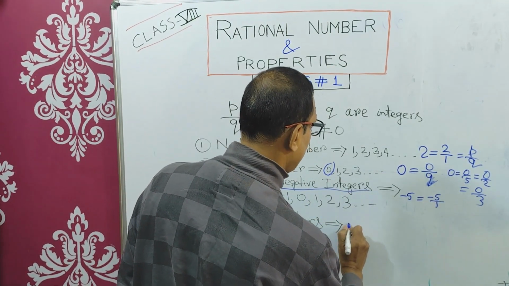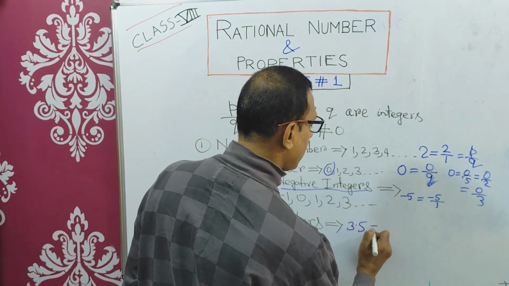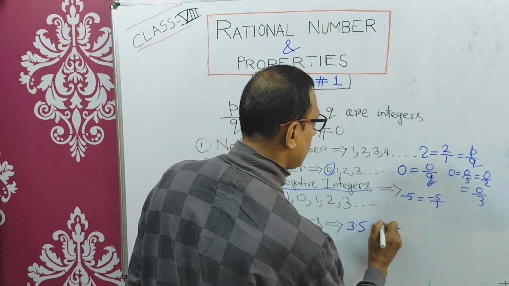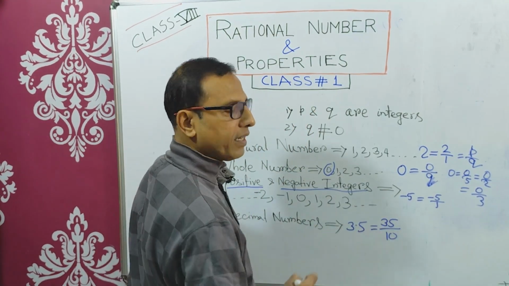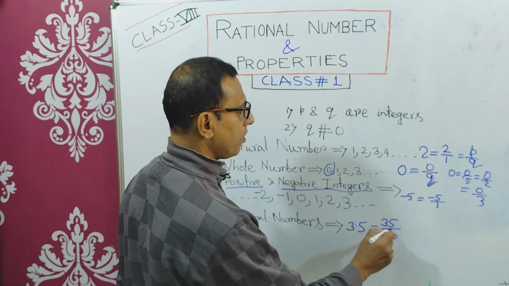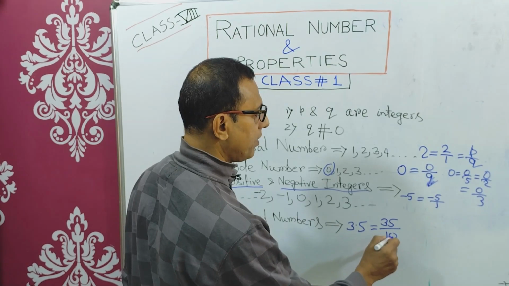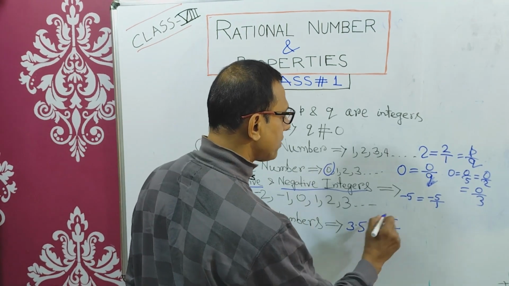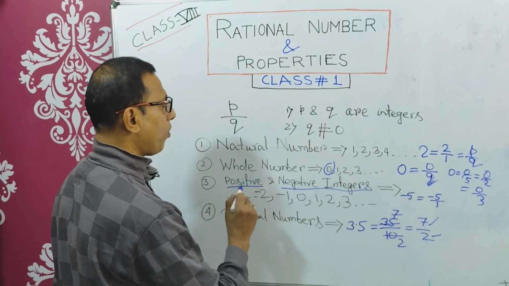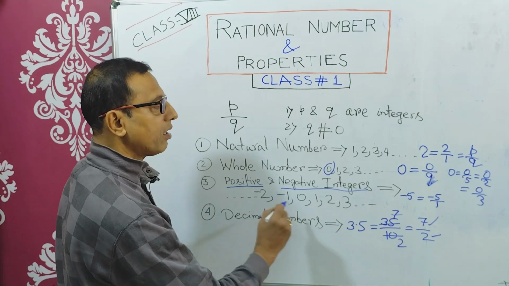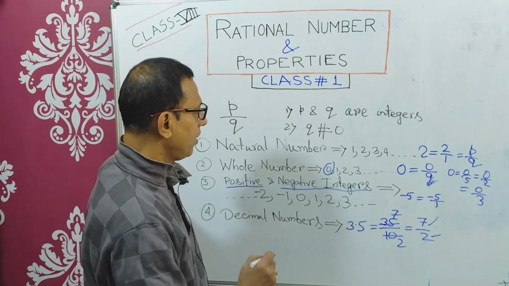Let's say 3.5. It's a decimal number. Now you can convert it into a fraction, that is 35 by 10. Both 35 and 10 are integers, right? So if both P and Q are integers and Q is not equals to 0, that means it's a rational number. So any natural number, whole number, 0, positive or negative integer, decimal number, all these are actually rational numbers. Okay, you got it?